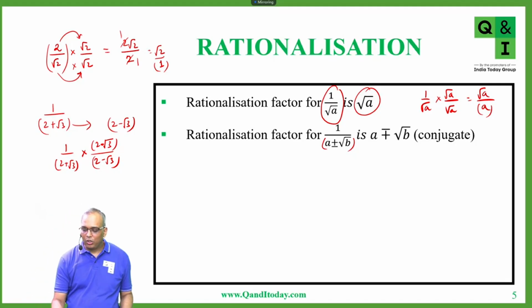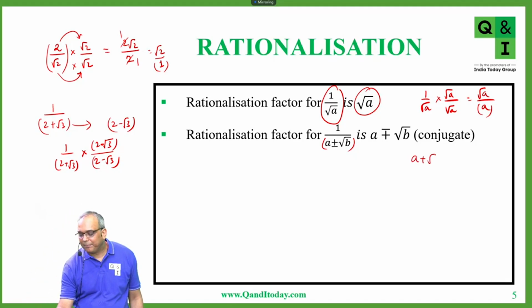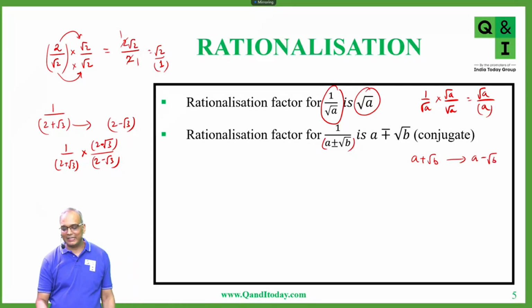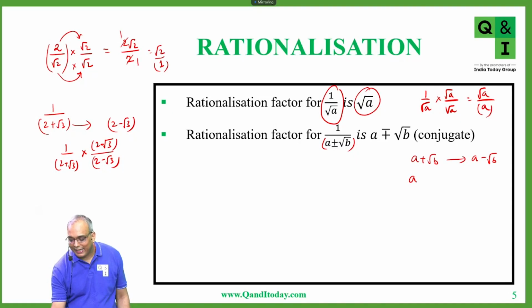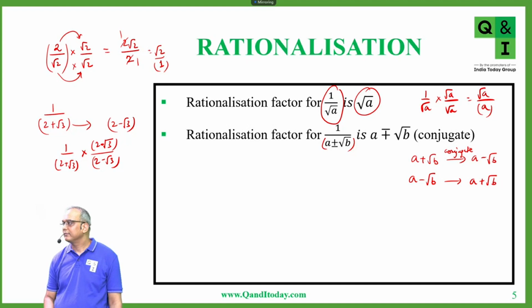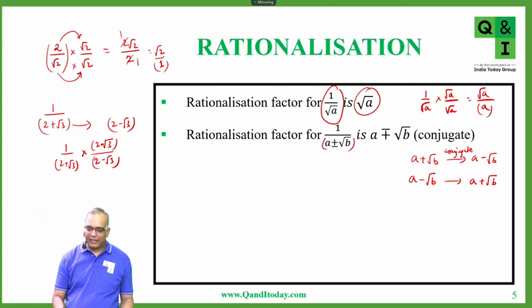Okay. So if we have a plus root b, the conjugate of that will be a minus root b. So plus will change into minus. The sign will become opposite. And if we have a minus root b, it is going to become a plus root b, the conjugate. Is this clear? Yes, Anay, we have to do it every time.